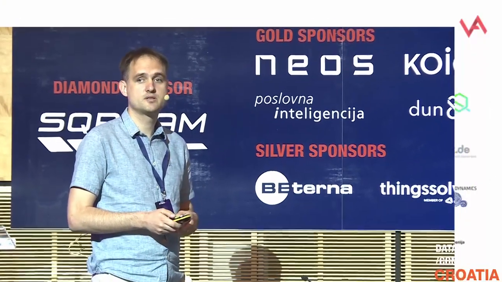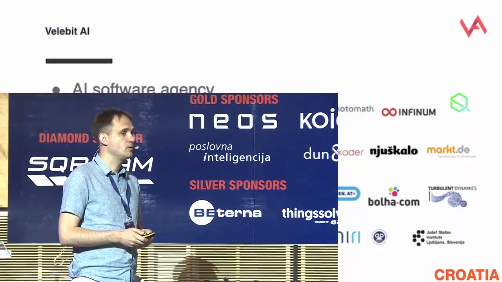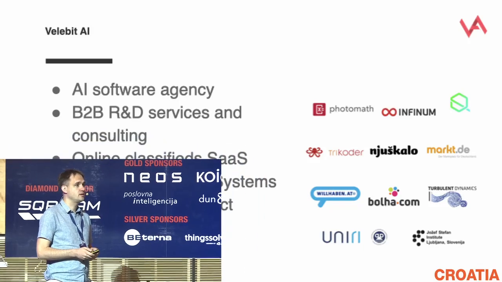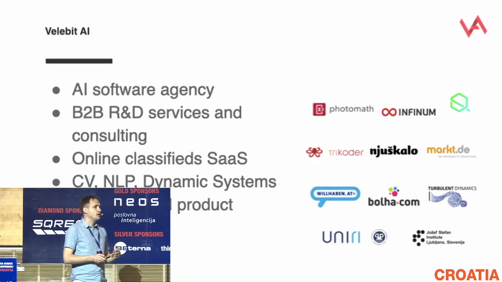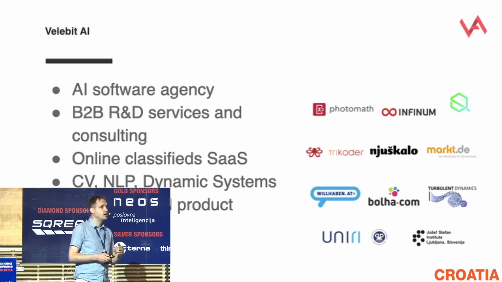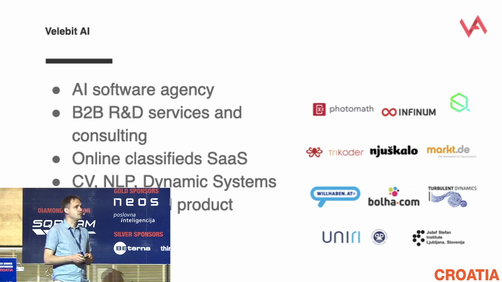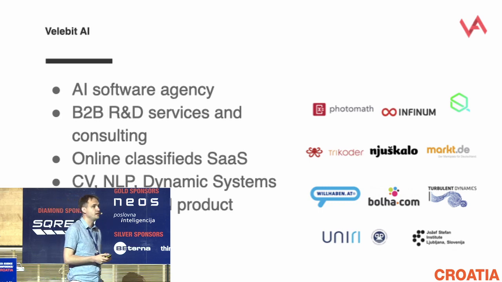So we are a software agency, an AI software agency. What this means is we are doing business-to-business development and providing services for various clients. So this could be in industry or in academia. You can see some of our clients listed on the slide.